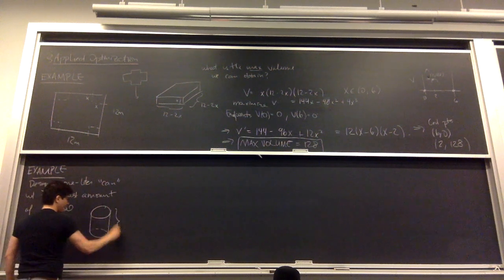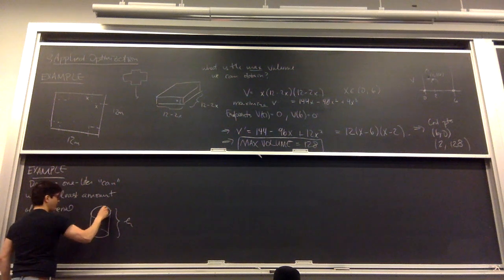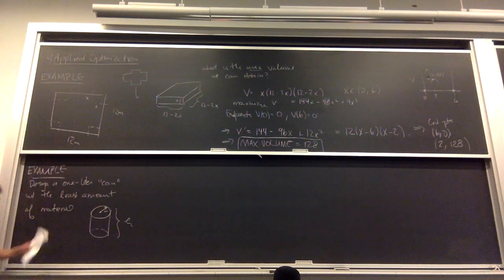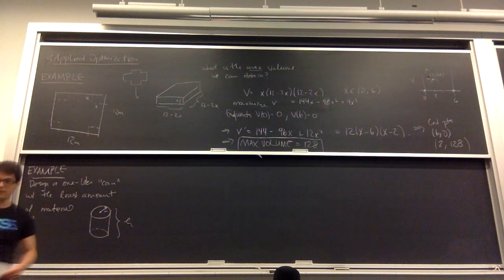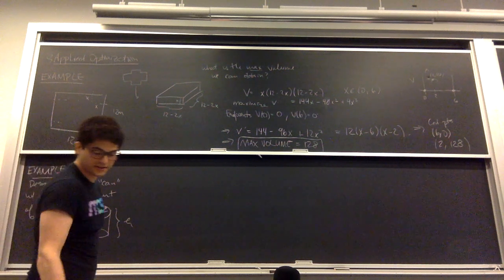Okay, let's call this the height of the can. Let's call this the radius. You want the volume of this can to be 1. What's the minimum amount of material that you need to build it? So give that some thought. Just try to model the question first.